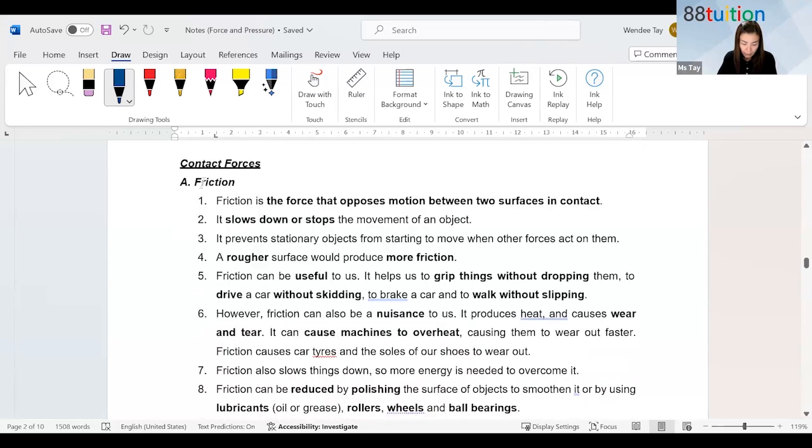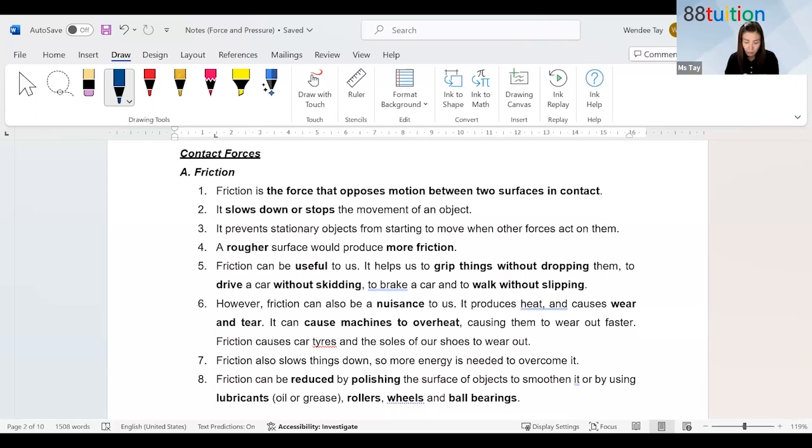So over here, if we go into friction, friction is something that you have learned already in primary school. Okay, it's a force that opposes motion. You will be required to answer in a clearer manner, not just a force that opposes motion, but a force that opposes motion between two surfaces in contact. It will be relevant for you to write this down. It can either slow down or stop the movement of an object. This one we know. Okay, so it also prevents stationary objects from starting to move when other forces act on them.